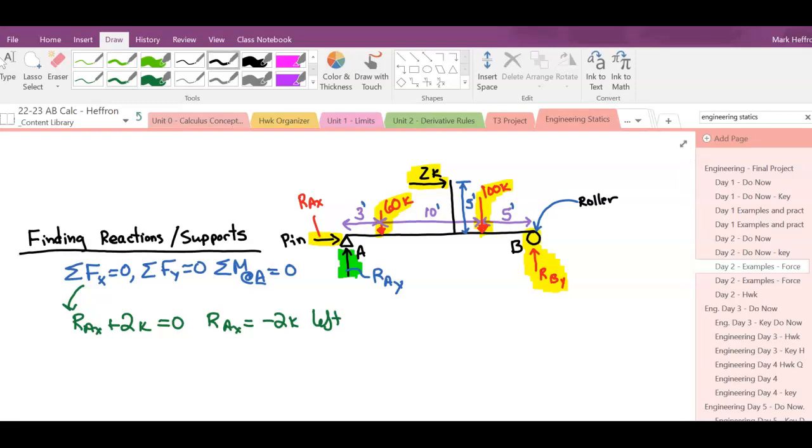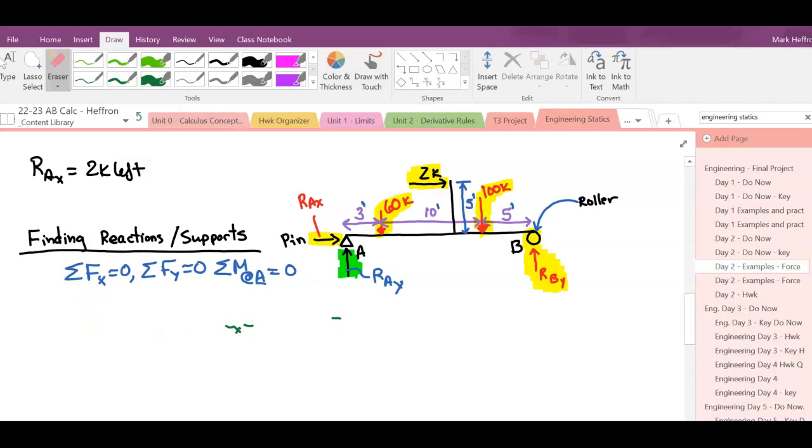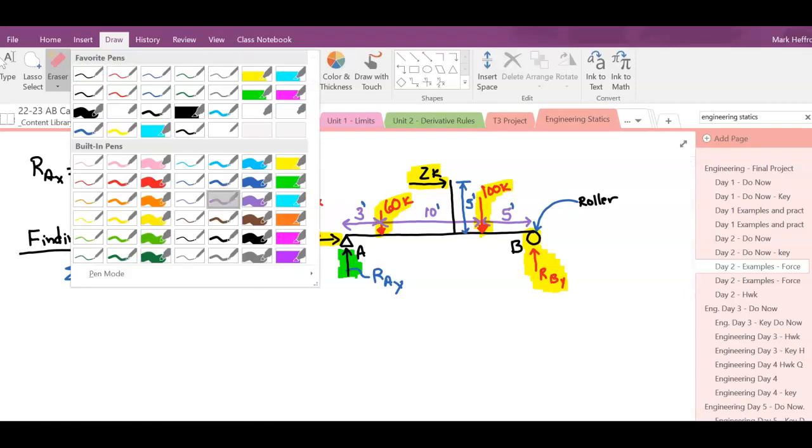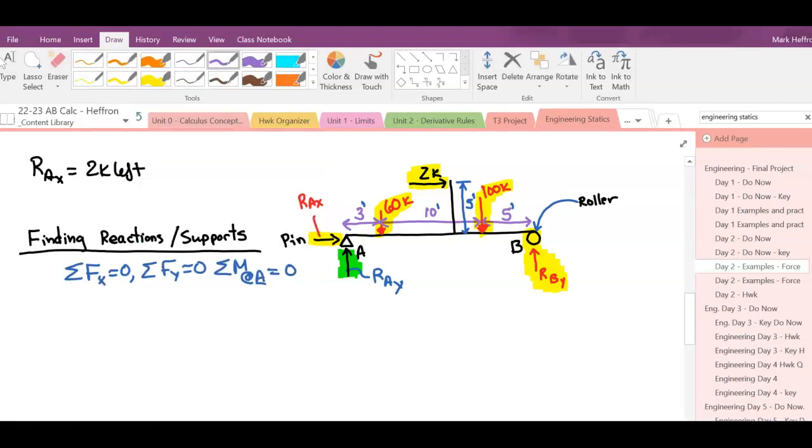We're going to erase that work so we have space and can see the picture. RAX equals 2 kips to the left. Now we're going to look at our sum of forces in the Y. Actually, we'll wait on that because I know that that's not going to give us a final answer. It's just going to give us one equation and two unknowns. So I'm going to go to my moment equation, and I'm just going to simplify this.